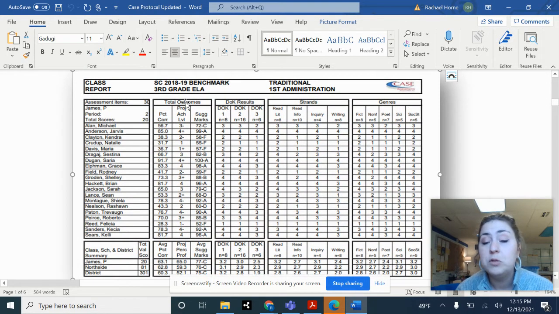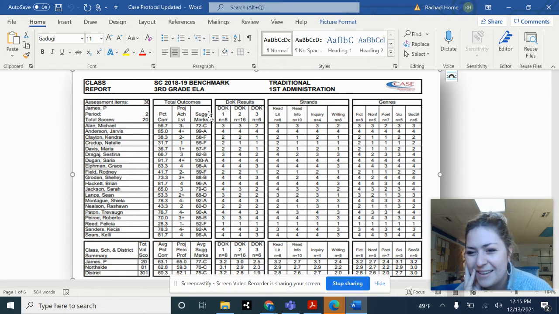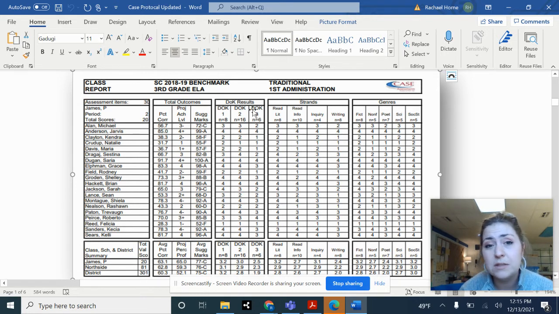Going back to our first column, total outcomes. There's that third column, suggested marks, and that's just like a letter equivalent, giving us some of our usual context, like how can I equate this to a letter grade? The DOK results, depth of knowledge results, is just rigor level.